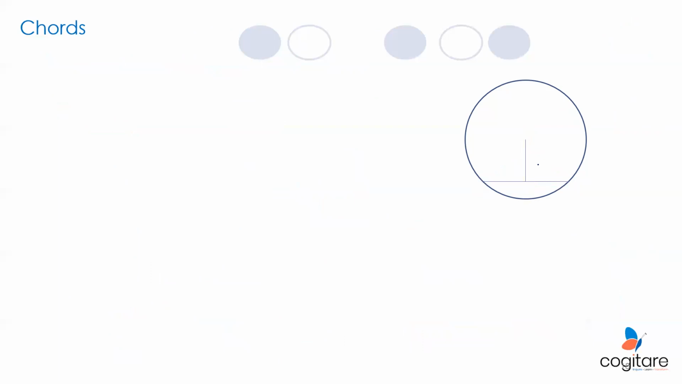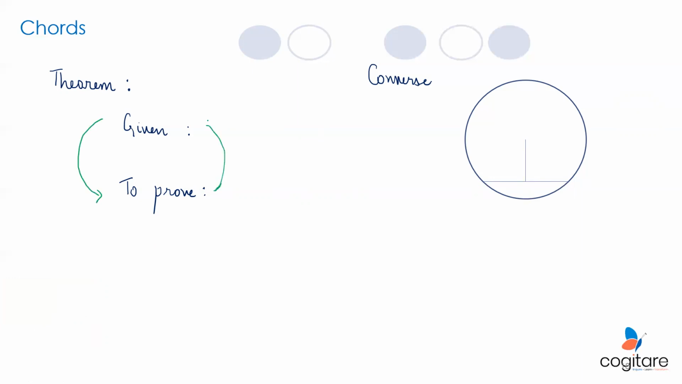Okay. Now what we'll do is we'll look at the converse of this, right? What do we mean by converse of a given theorem? A theorem is a mathematical statement that needs proof, right? So in the first theorem, there was a certain fact that was given and something you needed to prove. When you talk about the converse of a theorem, these two get interchanged, which means what is given you need to prove, and what is to be proved becomes given.